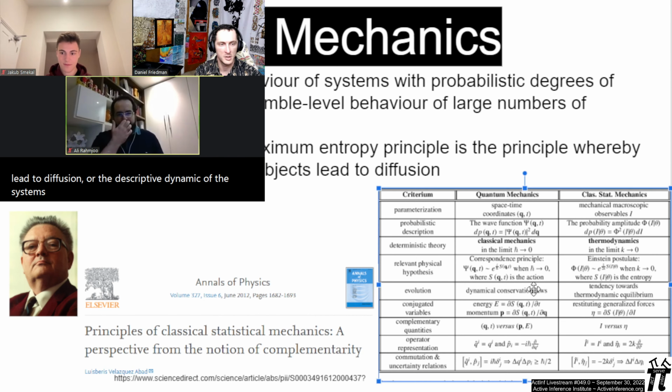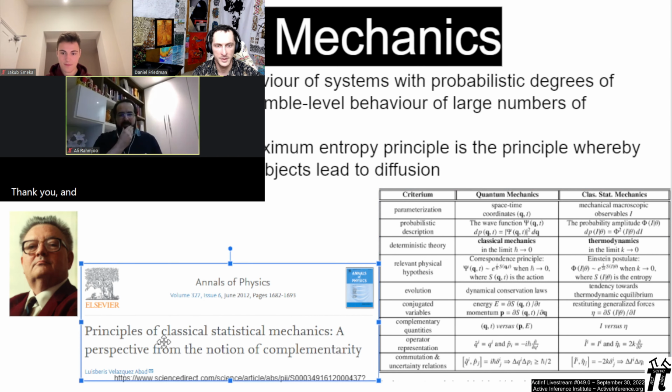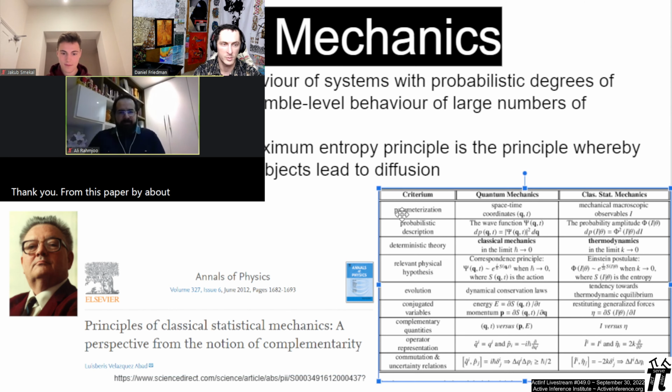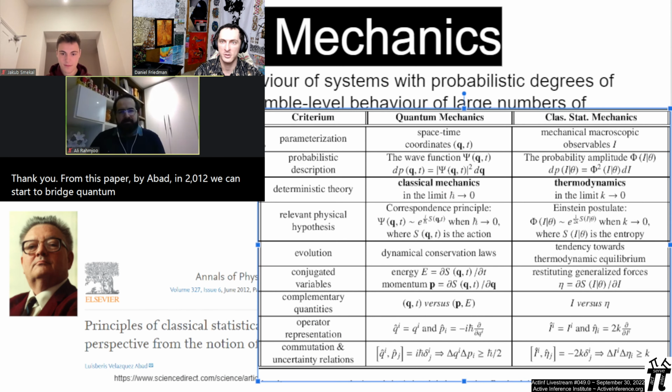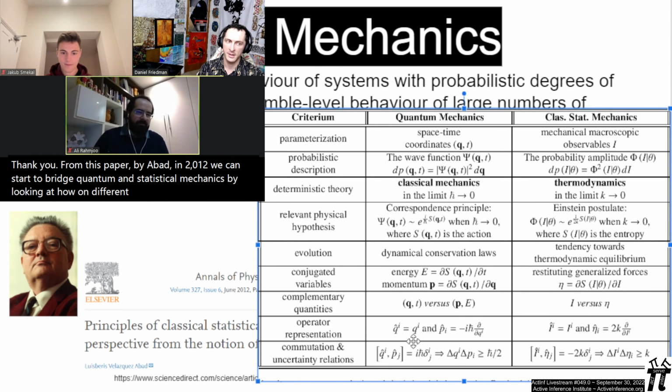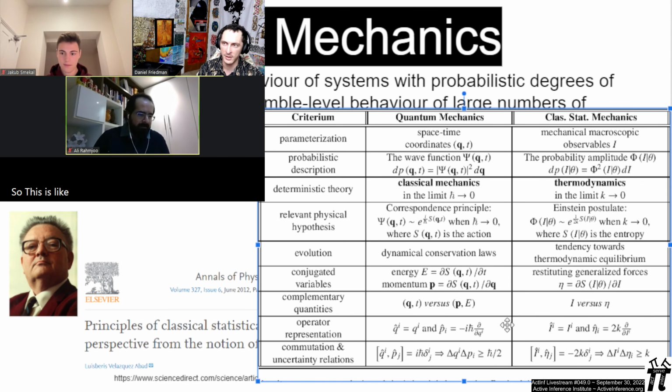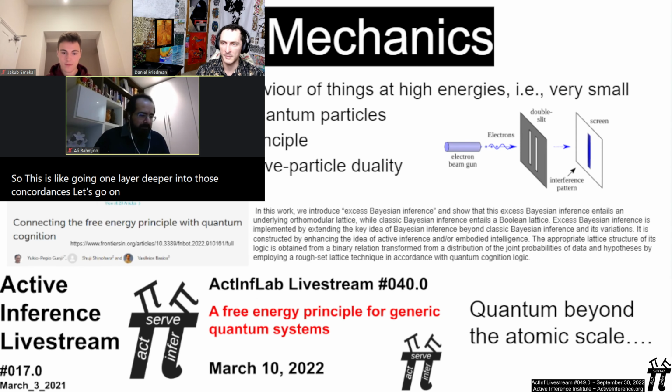Great, thank you. And from this paper by Abad in 2012, we can start to bridge quantum and statistical mechanics by looking at how, on different criteria, they have some concordances. So this is like going one layer deeper into those concordances. Let's go on to quantum.